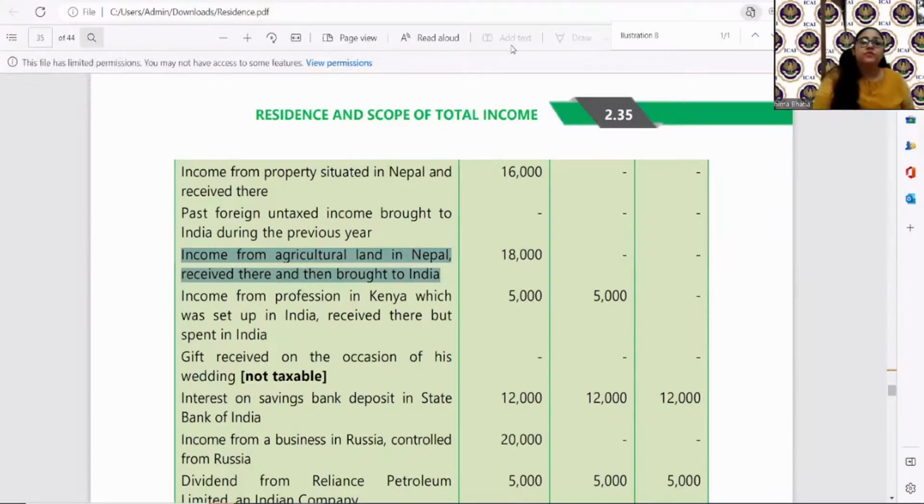Always remember, first identify the residential status. You'll get to know the scope of total income. Based on that scope of total income, tax the person. For a resident, the entire income accrued and received during the year would be taxable. For a non-resident, only the income accrued and received in India would be taxable. For a resident but not ordinarily resident, income accrued or received in India, plus income accrued outside India and received outside India but from a business controlled in India, is taxable. It can be received anywhere, but accrued outside India from a business controlled in India would be taxable in India. Just remember these 3 points and you will be good to go.